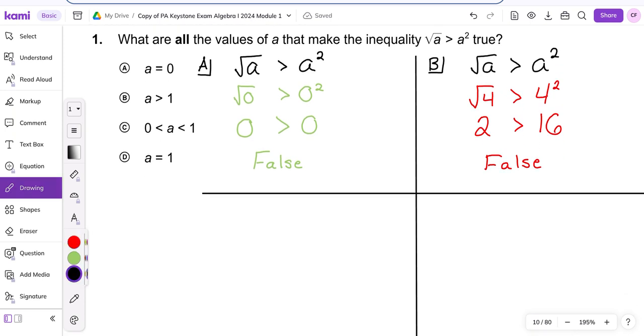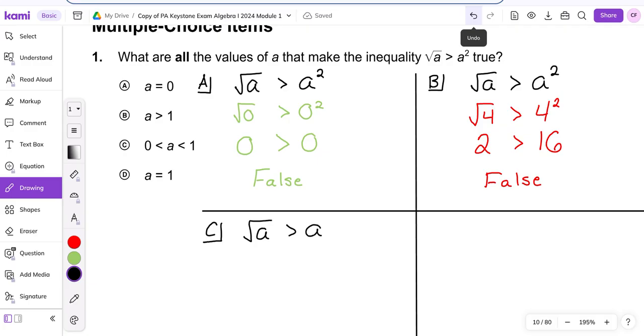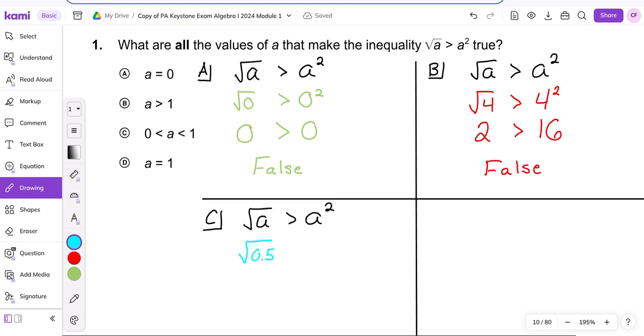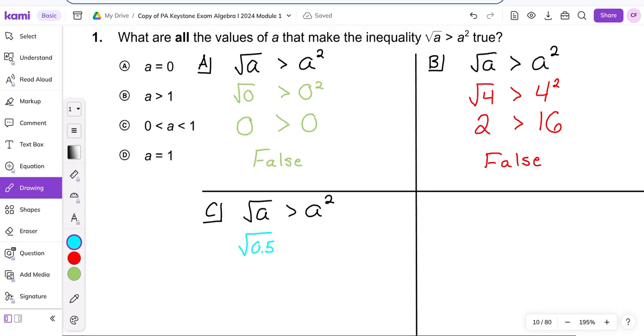Now we are on part C. C gives us the option to choose as well, but this time it's more confined. We have to pick a number between 0 and 1, not including 0 and not including 1. For this part, I'm going to plug in 0.5. So, square root of 0.5 is not a perfect square, but it's going to be a decimal approximation of 0.7.